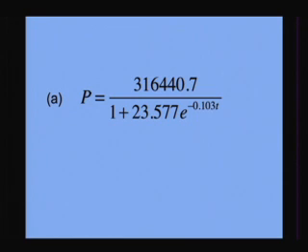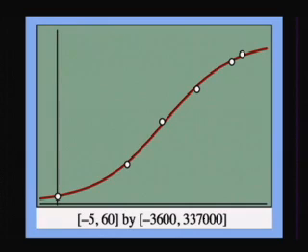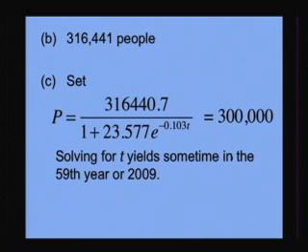Now, let's take a look at what the graph looks like when we superimpose that regression on the data points that we have from the table. And you can see that it does a fairly good approximation for what we were asked to do. Okay, and then in part B, it's 316,441 people, because the carrying capacity is simply the numerator of that regression equation that I showed you. And that regression equation had 316,440.7, but obviously we need to round that up because we're talking about people.